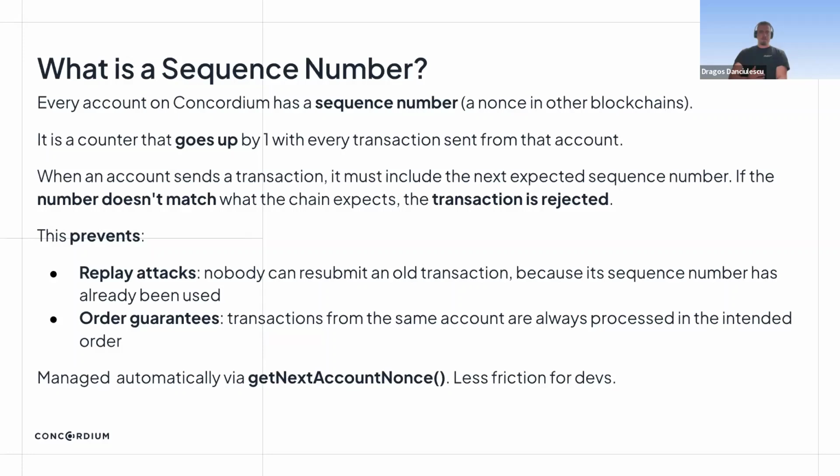Now, before I've mentioned the sequence number. So what is this exactly? If you've interacted with other chains before, or just from cryptography in general, you might know about a nonce. Basically every account on Concordium has a sequence number that's associated to it. This is a counter that goes up by 1 with every transaction that is being sent from that account. So it basically keeps count of the number of transactions.